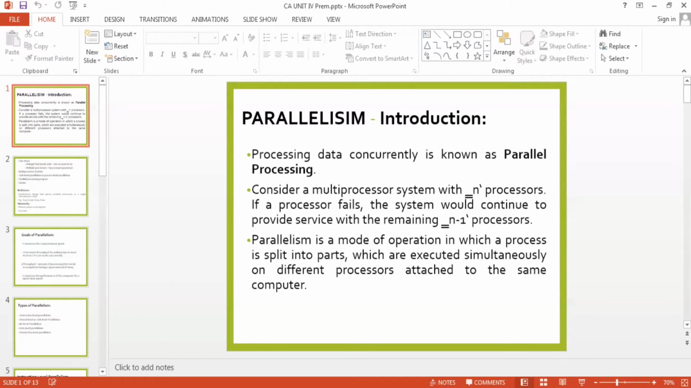For example, if you have one processor, we execute the whole instruction with only one processor. If you have a multiprocessor, we can split the single program into n number of subprograms, so that the n subprograms can be executed on n processors. So this is called the parallelism method.